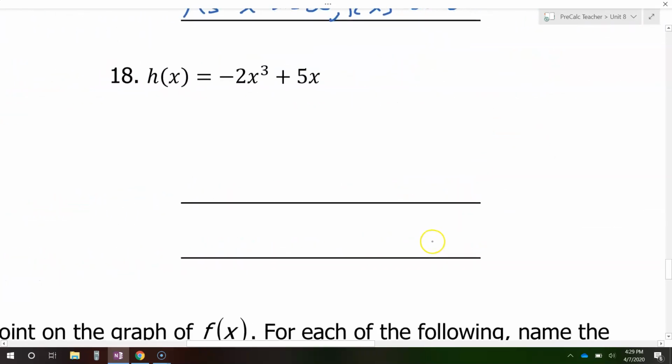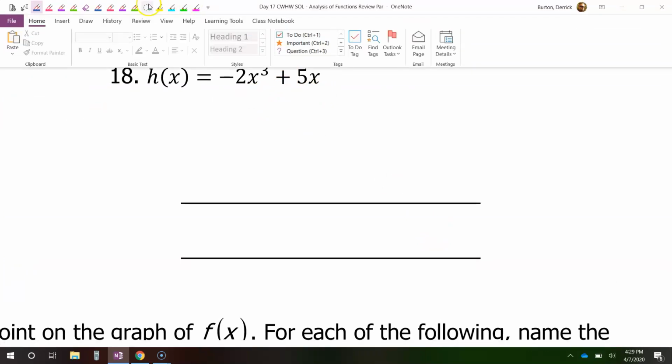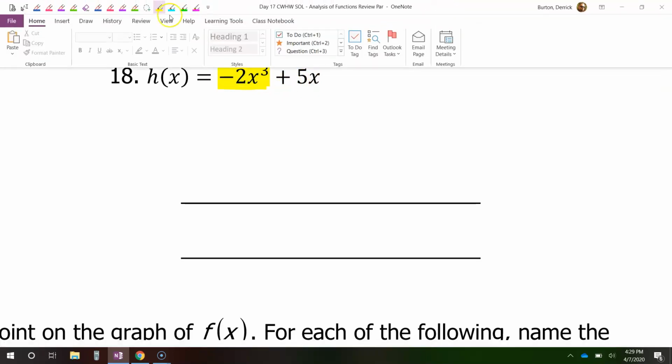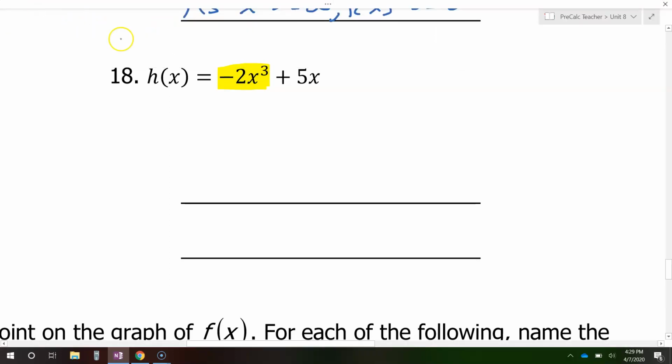All right, one more. So no denominator to worry about this time. So we're only going to look at the first term that has the highest exponent. So as x approaches infinity or negative infinity, this is going to approach negative 2x to the third power. So what happens as x approaches infinity? What happens to the value of the function?